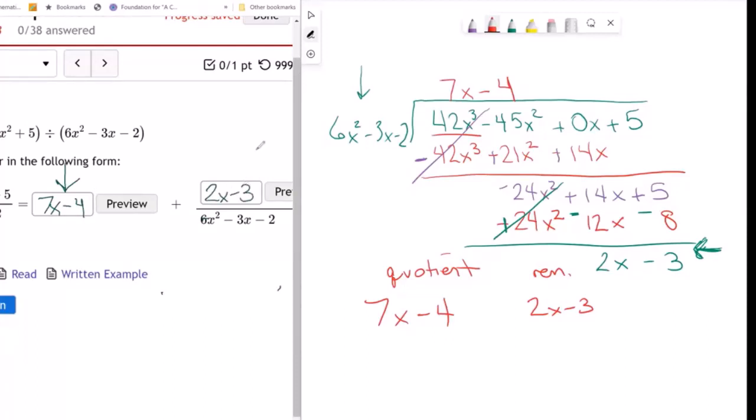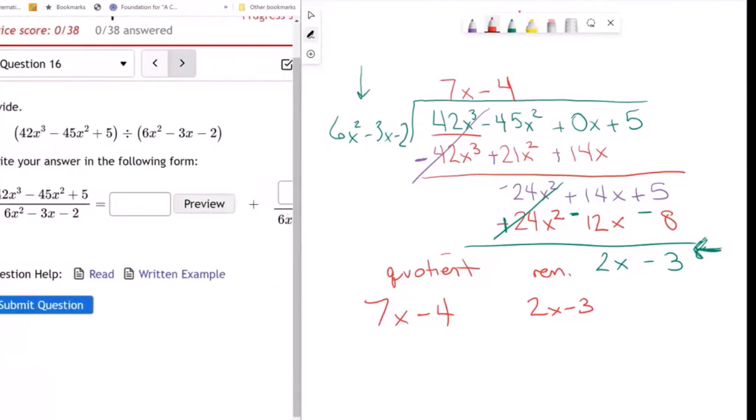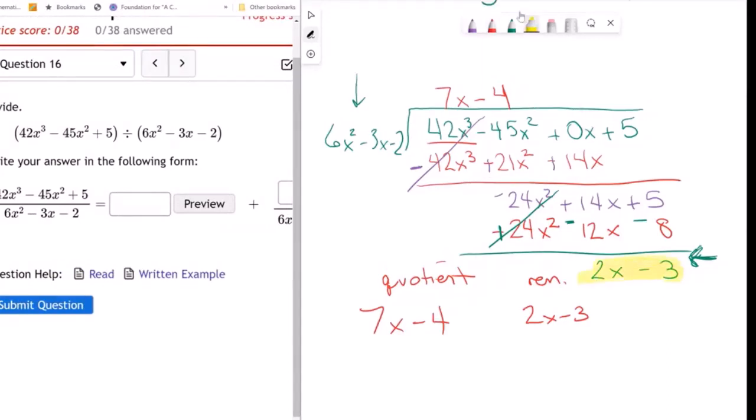And that's really it. It's really one technique over and over and over until you get to the end. And how do you know when you get to the end? The degree of this is smaller than the degree of this. That's when you know you're done. This is the remainder. This is the quotient. This is the dividend.